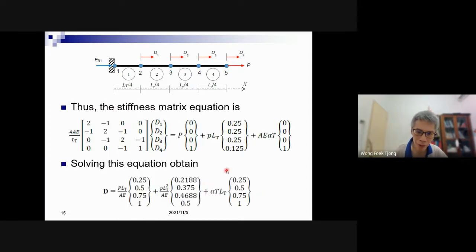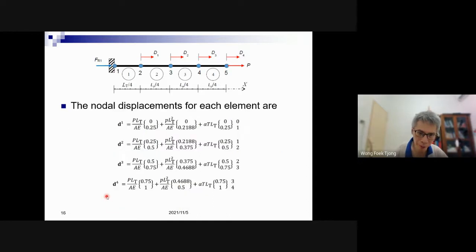from the global displacement, we return to local. Local means for each element, right? This is the structural displacement to each element using the connectivity matrix, of course. So this is for element 1, 2, 3, 4. This is the effect of the end load, capital P. This is the effect of the distributed axial load. This is the effect of temperature change for each element.